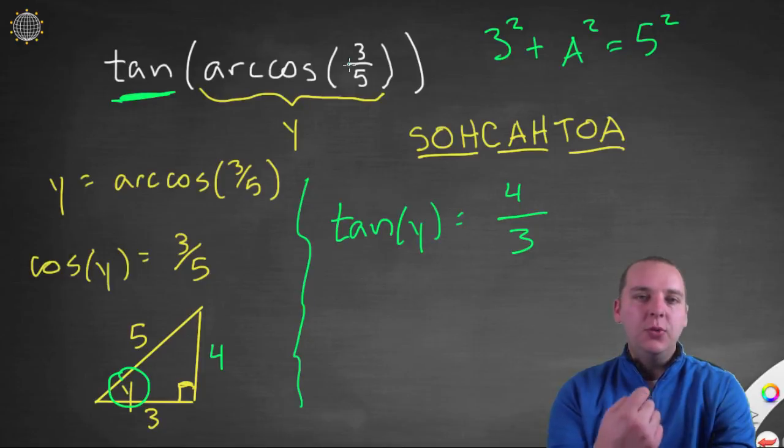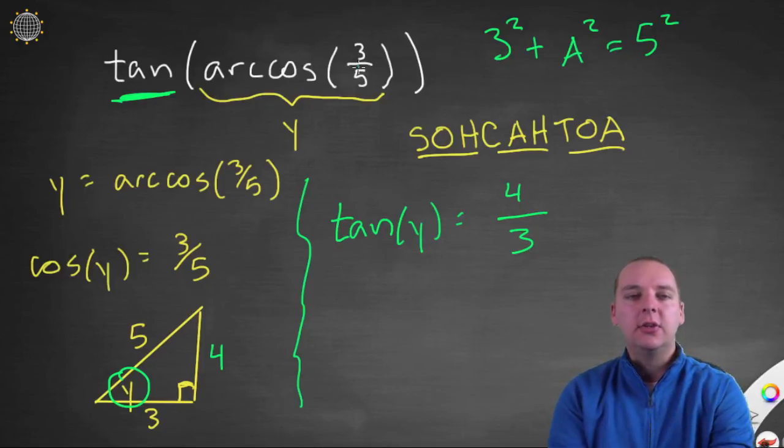So when you see weird numbers like 3/5 and things that clearly aren't in the unit circle, just realize you're going to be using a right triangle that usually has nice integer values on its sides. You make your right triangle up, you find your angle in that right triangle, and then you're just taking tangent, in this case, of that particular angle.